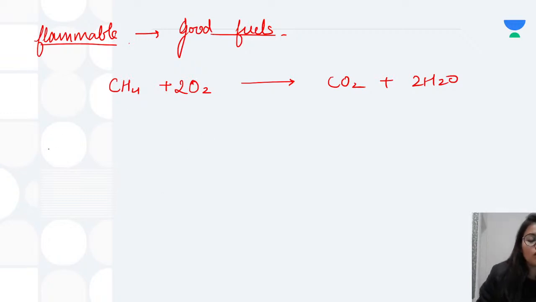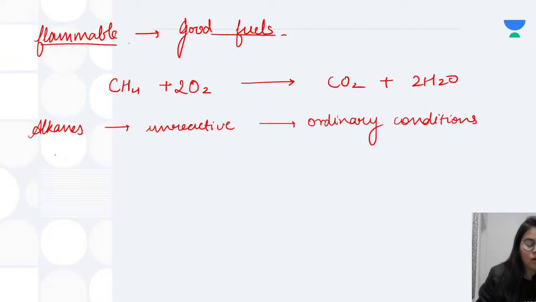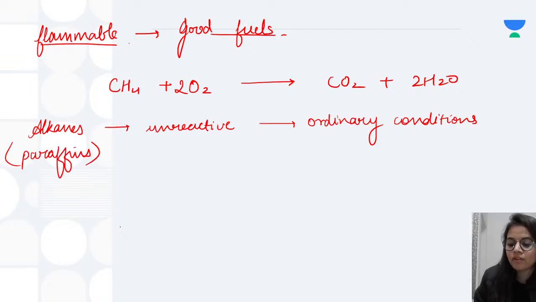Okay, now talking about the alkanes, they generally are unreactive. Okay, so they are unreactive under ordinary conditions. Okay, and they are also known as what? Paraffins. Now, what do we mean by paraffin? Little affinity means they just show very little reaction under the normal or ordinary condition. Okay, so I hope that is very much clear.